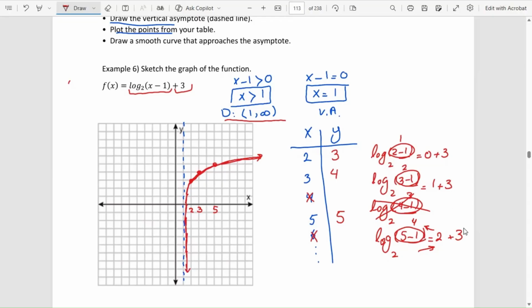So only choose the numbers that you can replace for x. Only choose the numbers that are in the domain and give you a nice whole number for y.